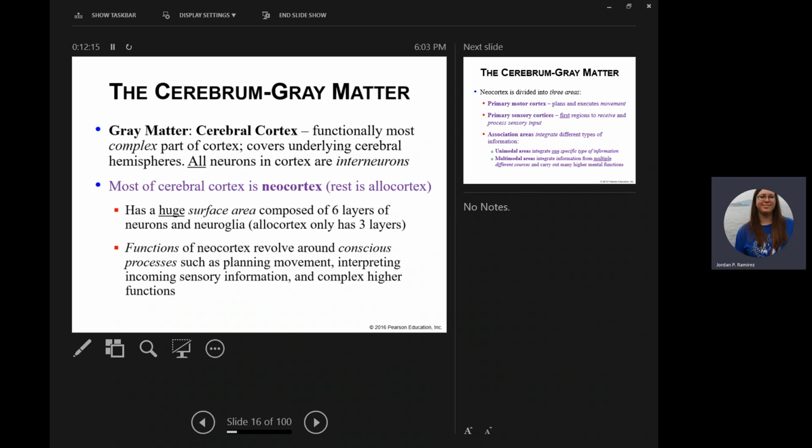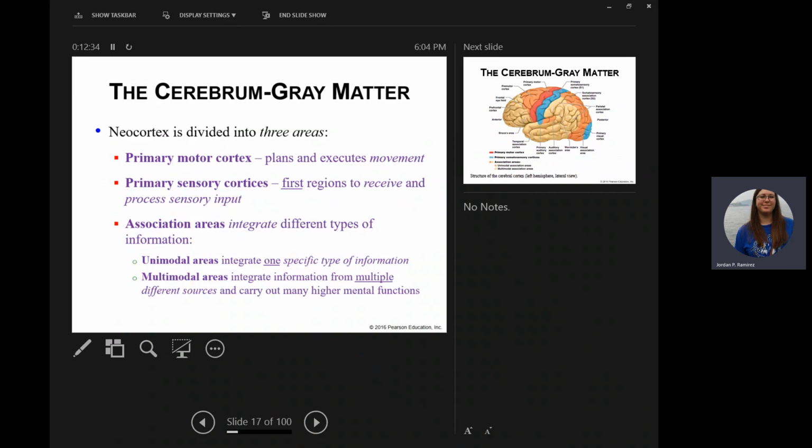All right, so it has this huge surface area composed of 6 layers of neurons and neuroglia, whereas the allocortex only has 3. And the functions of the neocortex revolve around conscious processes, such as planning movement, interpreting incoming sensory information, and complex higher functions.